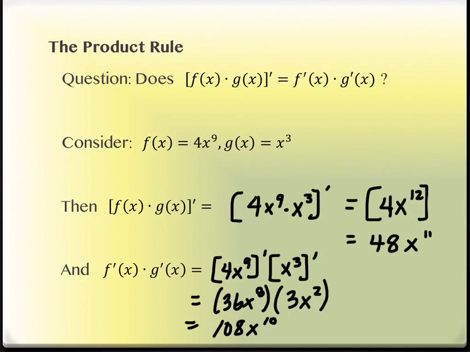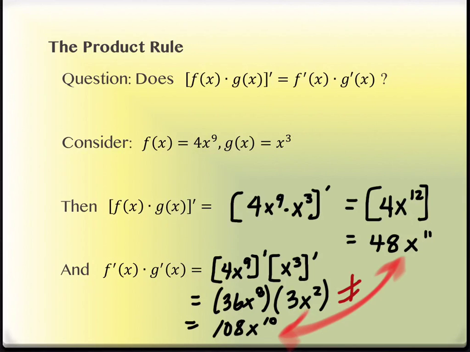And the answer to the original question is that these two are not equal, right? The order did matter. It mattered whether I multiplied first and then took the derivatives or whether I took the derivatives first and then multiplied. So obviously I don't end up with the same answer in whichever direction I go, so I can't do that. This is not the product rule. It will not give you the correct answer.